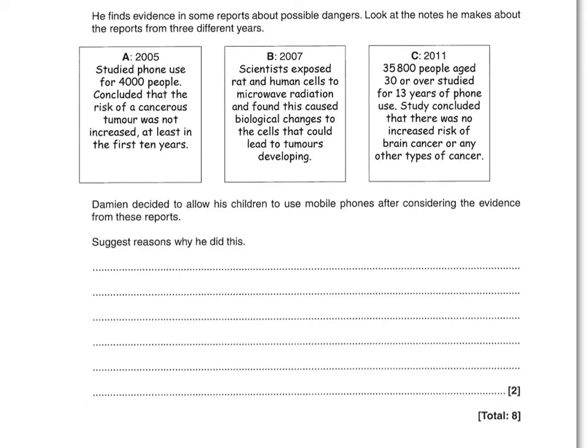And so any one of those things, and then for the second mark, you could say that the benefits outweigh the possible risk. So the idea that having a mobile phone means that you're safer. You could say that children's social interaction with mobile phones, something like that.